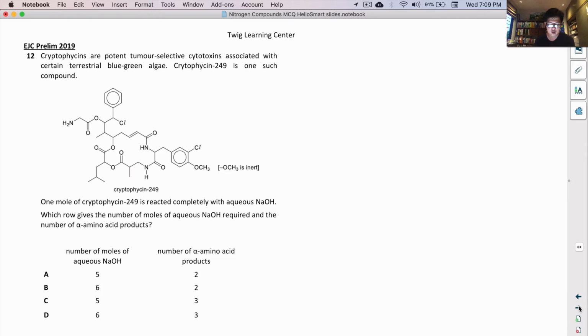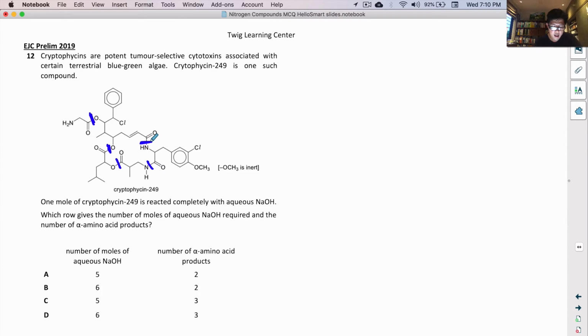Cryptophycin reacts completely with sodium hydroxide. Give the number of moles of sodium hydroxide required and the number of moles of alpha amino acid. Sodium hydroxide can act as a base to hydrolyze the ester and the amides if there are any. So let me break all the esters and amides to see how many moles of sodium hydroxide are needed. 1 mole hydrolyzes this ester, this ester, this amide, and this amide.